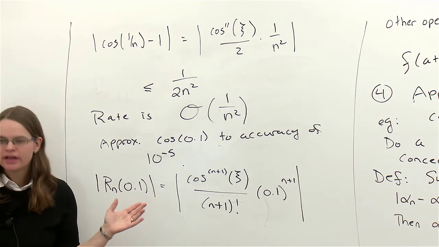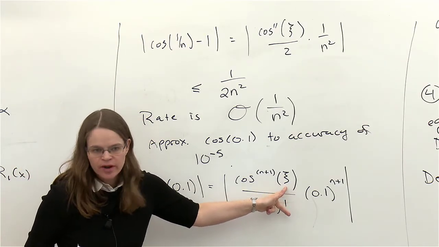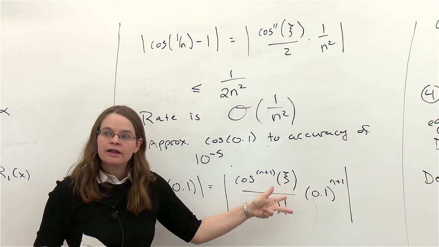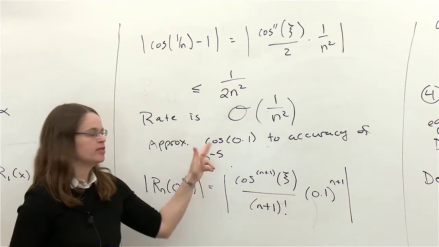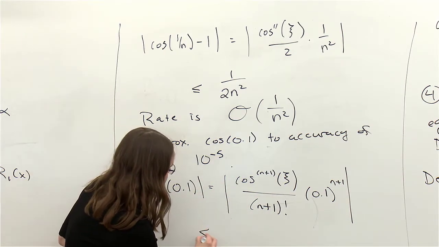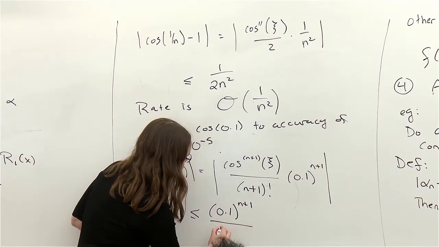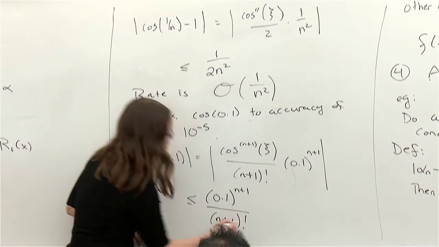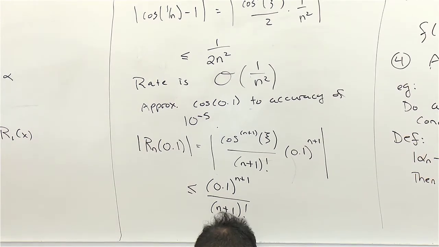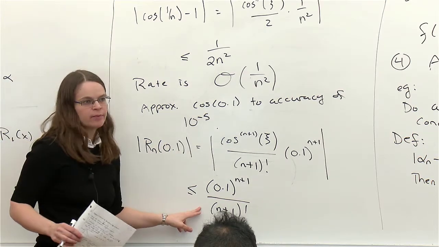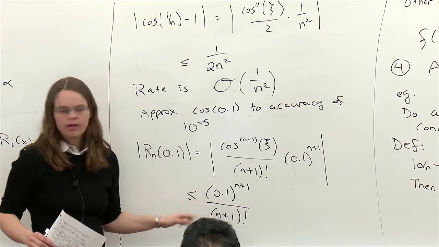Now, you said we're never going to calculate our error exactly, right? And that's why we've got this unknown thing in here. I have no idea what I'm supposed to plug in for c. But I know that I can put a bound on this n plus first derivative. It's less than or equal to 1. So this is certainly less than or equal to 0.1 to the n plus 1 over n plus 1 factorial. Whatever my error is, it's less than this, right? It might be a lot less than this, or it might actually just be exactly this, but it's less than this.